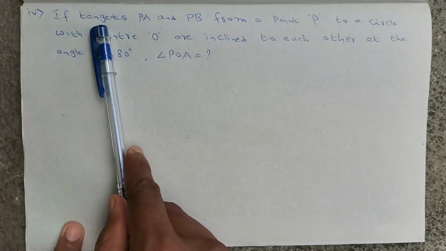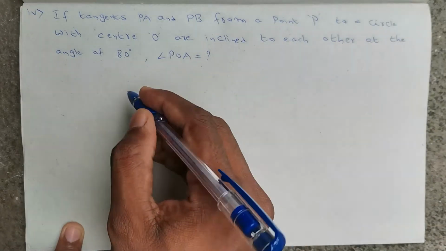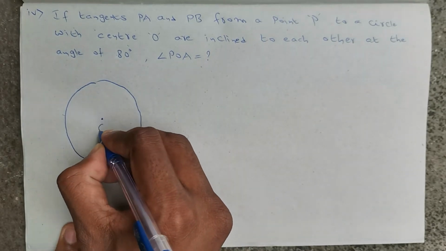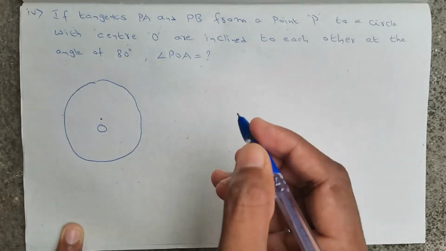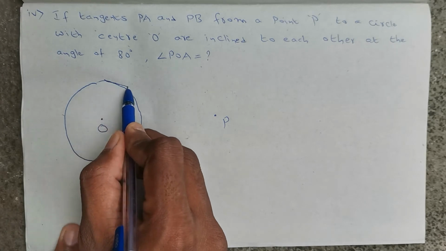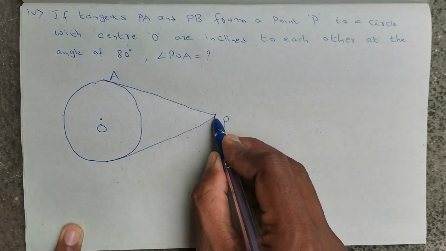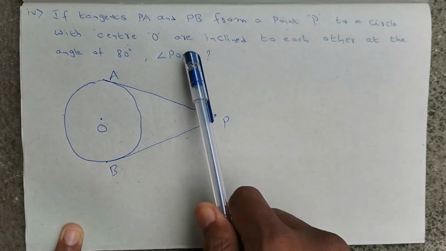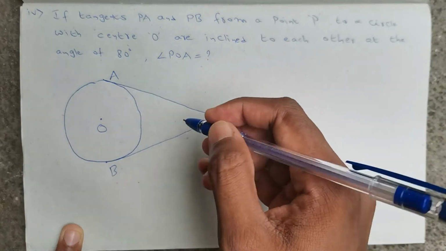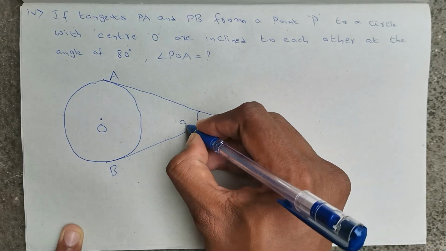Next question is, if tangents PA and PB from a point P to a circle with center O, we have a circle, the center is O, and the tangents are PA and PB. Outside of the circle somewhere we have point P. One tangent PA and the second tangent PB are inclined to each other at an angle of 80 degrees. Here this tangent as well as this tangent are touching each other by making an angle of 80 degrees.